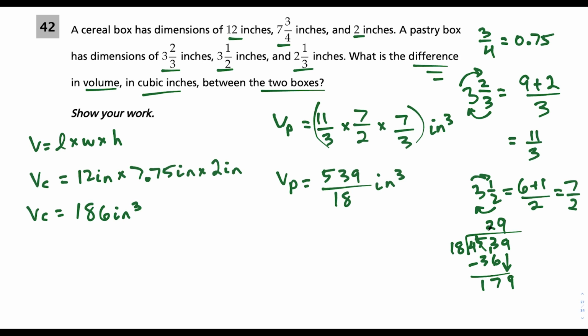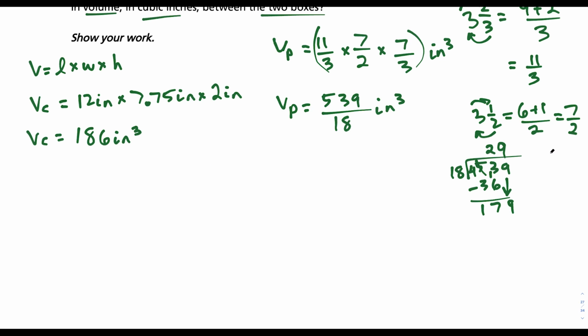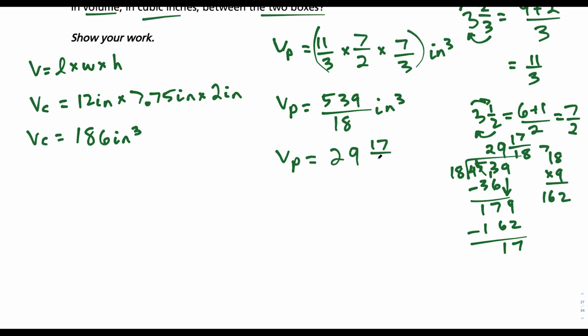And now I would just do 9 times 18. And 9 times 18, I could use a calculator, but I'll just do this on the side here. 9 times 18, that's going to give me a 2 from 72, and I carry the 7. And then 9 times 1 is 9, plus 7 is 16. So I'm subtracting 162 like this, and I have a remainder here of 17. So I'd have 29 and 17 over 18. So my remainder goes here under my original divisor, which was 18. So that would give me my answer as a mixed number. So the volume of the pastry box is 29 and 17 over 18 cubic inches.